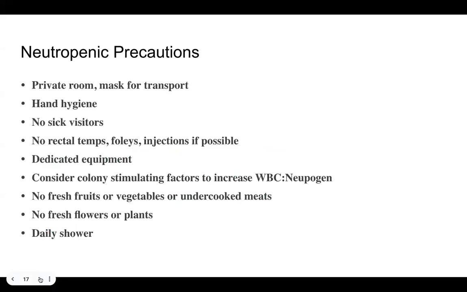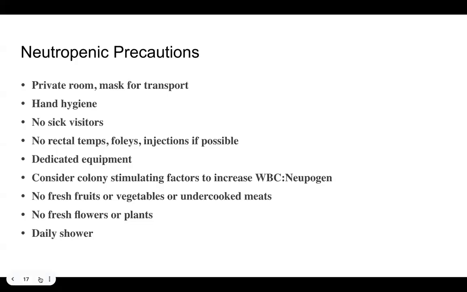We talked about neutropenic precautions a little. This is stuff you should know. This is important. Anybody on neutropenic precautions should be given a private room, and they should be wearing a mask whenever they are leaving that room. Hand hygiene is huge. We want to encourage the patient to be performing good hand hygiene as well as anyone going into the room. These patients cannot have visitors that are sick. They will catch an illness very, very quickly.